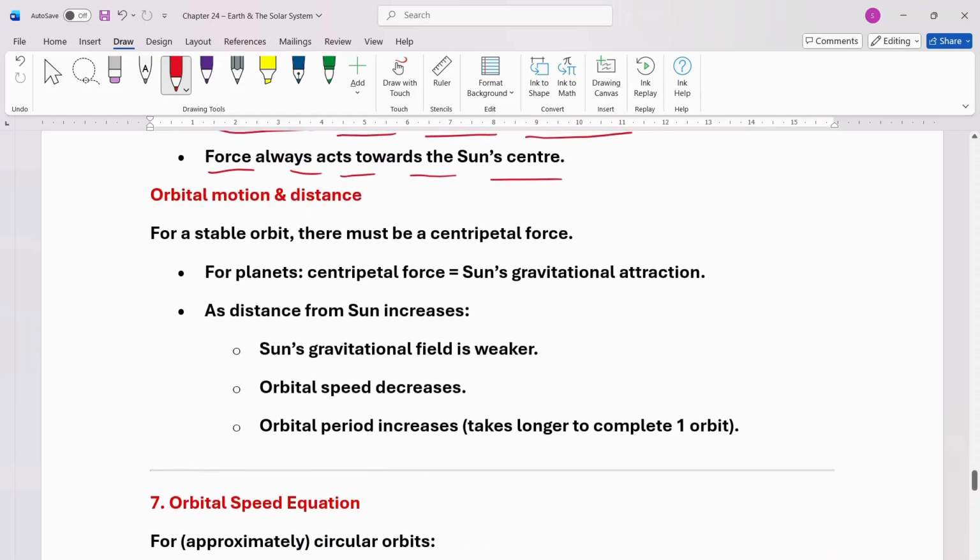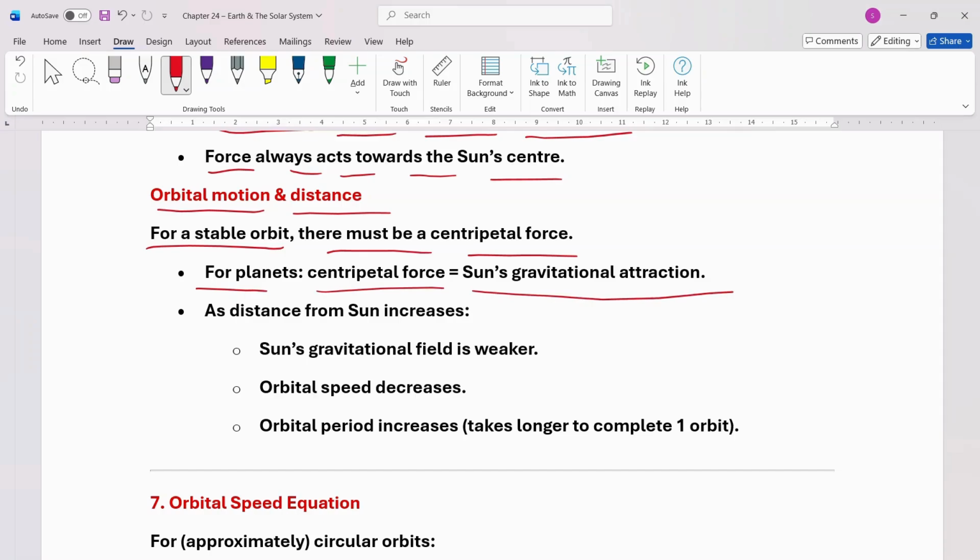Now let's discuss orbital motion and distance. For a stable orbit, there must be a centripetal force. For a planet, the centripetal force is equal to the Sun's gravitational attraction. As distance from the Sun increases, the Sun's gravitational field is weaker. Orbital speed decreases. Orbital period increases, taking longer to complete one orbit.